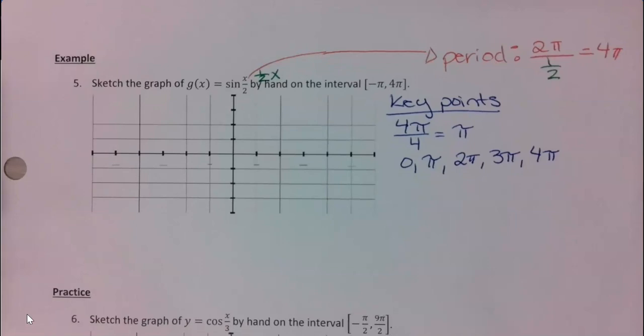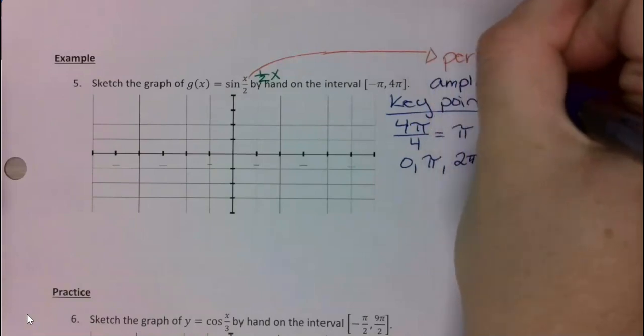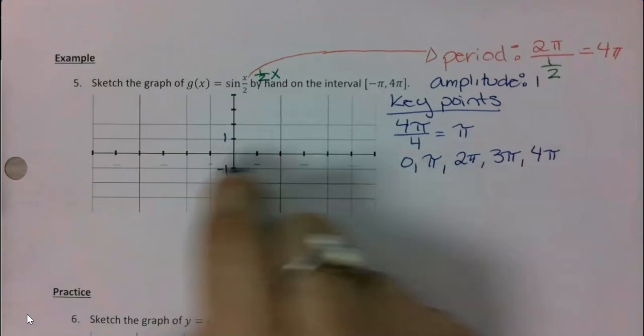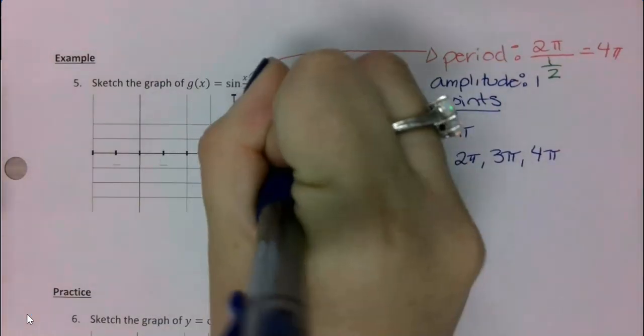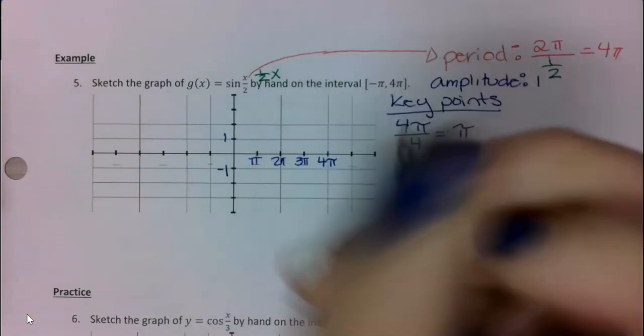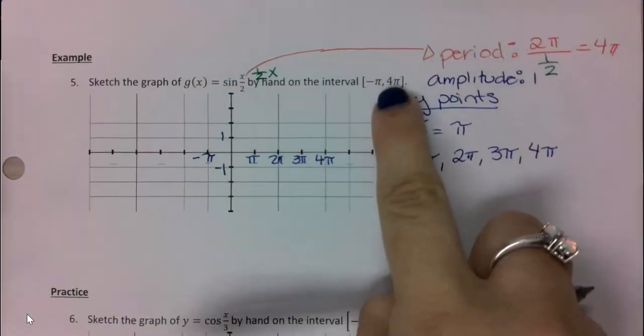And then, oh, I forgot my amplitude. What's my amplitude here? 1. So I'm going to go up 1 and down 1 for my y-axis. Okay. And then my key points are what I'm going to use to label my x-axis. So this is going to be pi, 2 pi, 3 pi, 4 pi. And then I need to go backwards to negative pi, based on this interval it wanted me to graph.